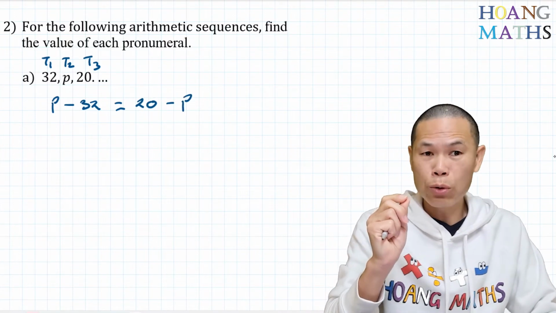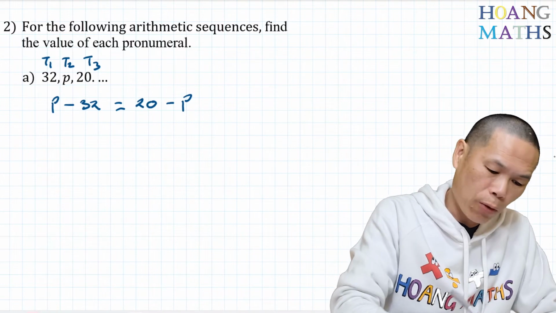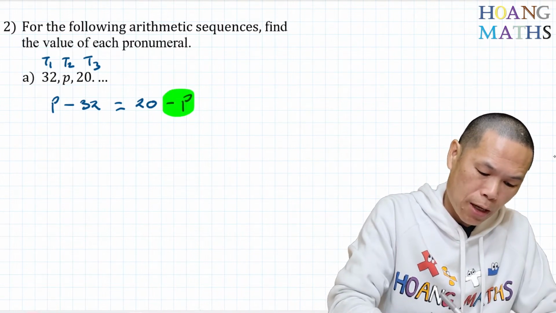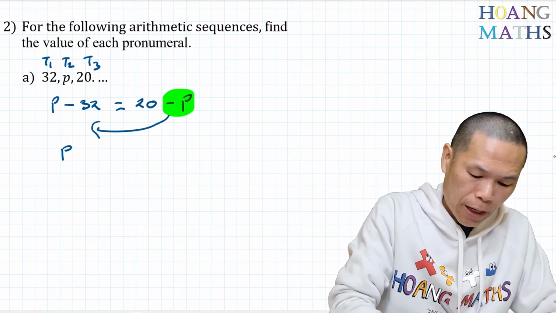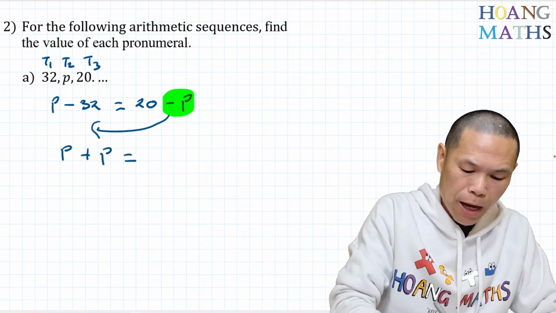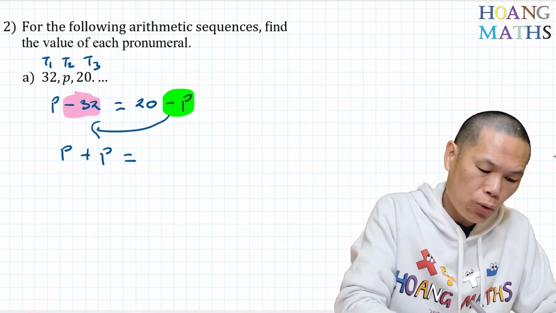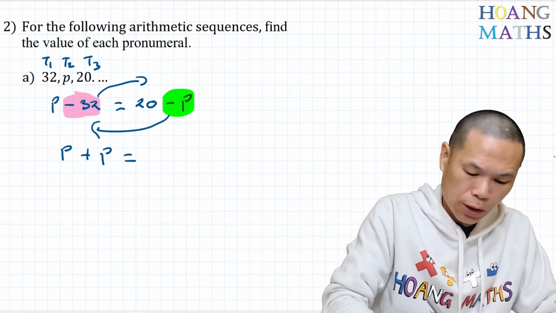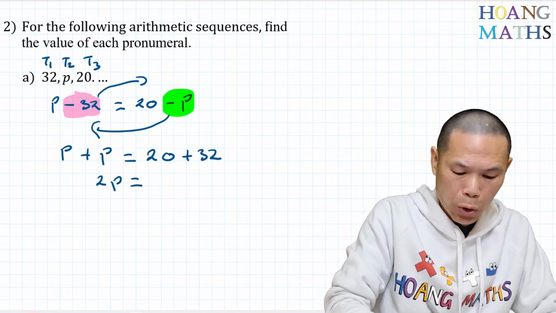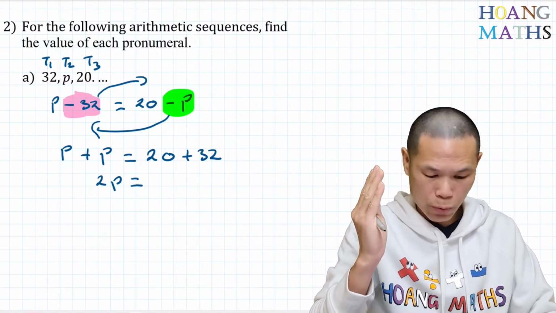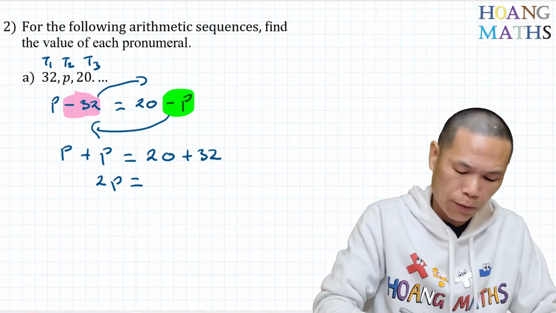So now what I do, I just move p to one side and numbers to the other side. So that's what we do. I go to this p here, move to this side, it becomes positive. So I just write this p down. And then we add p, because it's minus, move to this side, becomes positive. And then the negative 32, I move to this side, becomes positive. So 20 plus 32. So now 2p, because p plus p is 2p. And then we just add 20 with 32. So 20 plus 32 is 52.